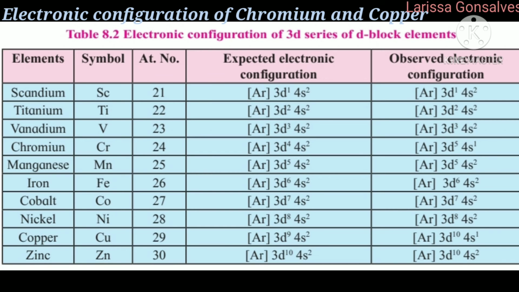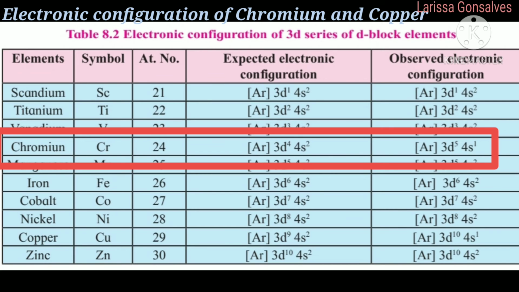Let us now study the electronic configuration of chromium and copper. First, we shall start with chromium. Chromium has atomic number 24, so the expected electronic configuration which we get is argon 3d4 4s2. However, if I transfer one electron from the s to the d shell, then the electronic configuration becomes 3d5 4s1, which means it becomes stable.